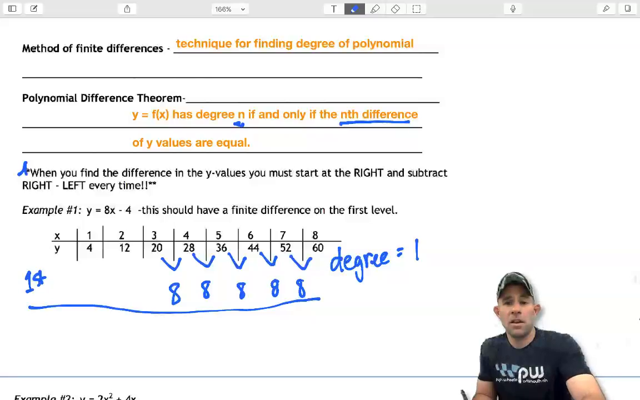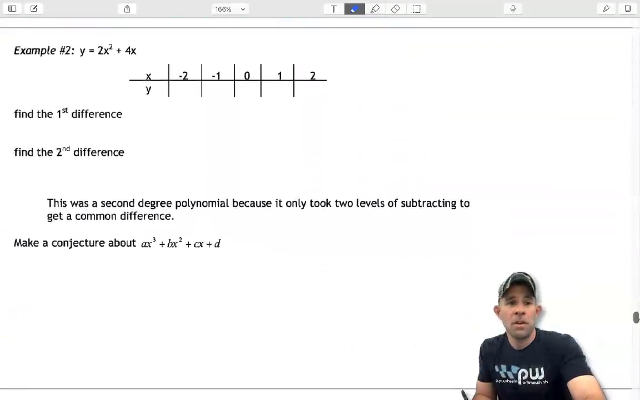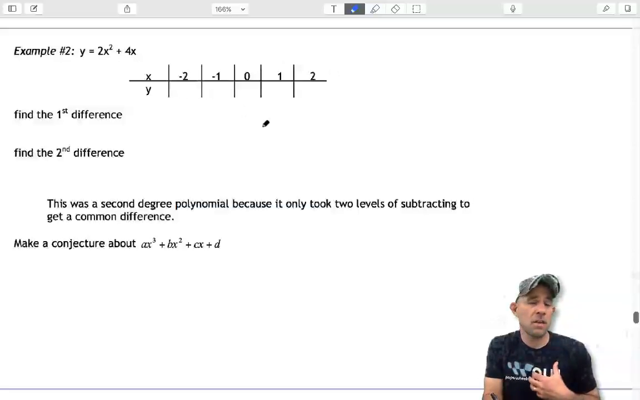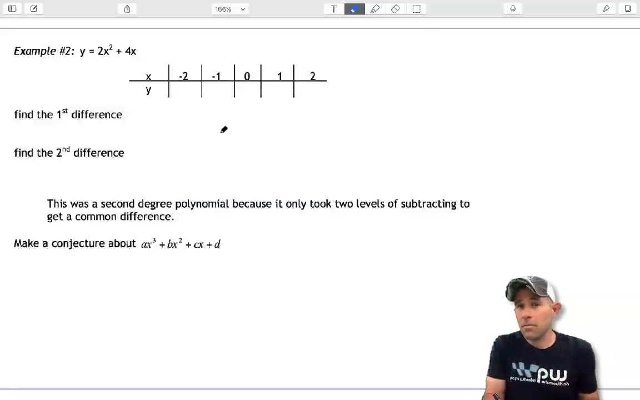All right, let's take a look at another example here. Example 2 says here is our function y equals 2x squared plus 4x. They give us the table of x values and want us to find the table of y values. So either plug it into Desmos and go to the table, or your graphing calculator, or you can copy my values down. I have 0 when x is -2, -2, then 0, 6, and 16.